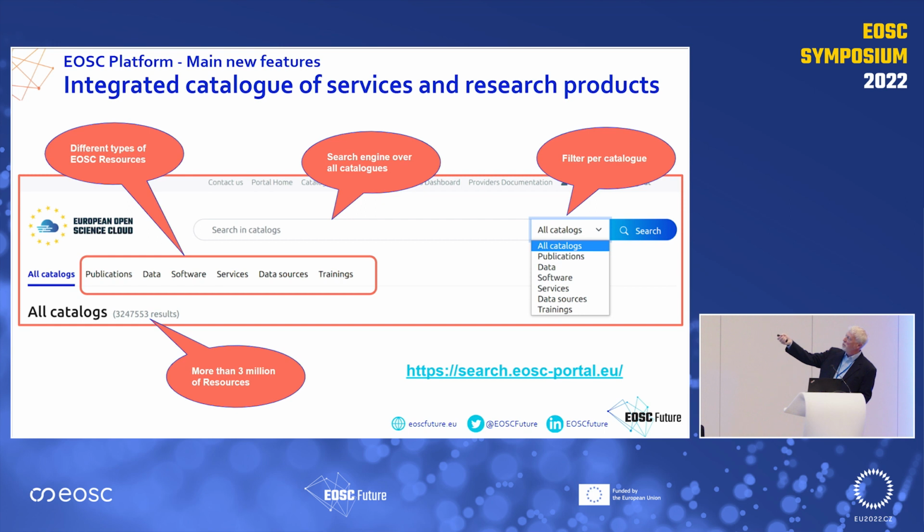So the point of more than 3 million resources, that point was made yesterday. That's true. We do have millions of resources that are available in the catalog today. A small number of them are services, but millions of them are research products.